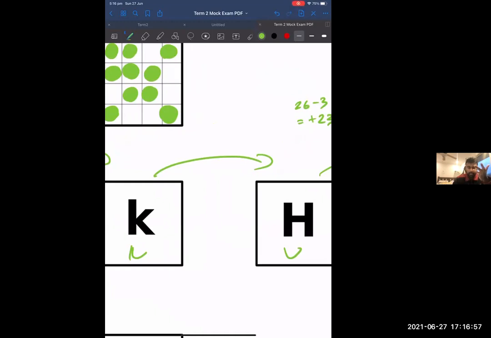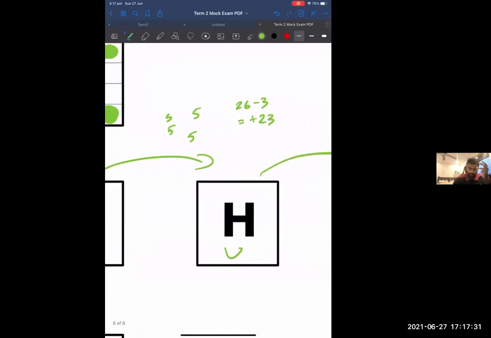Okay. L, M, N, O, P. That's 5. P, Q, R, S, T, U, V, W, X, Y, Z. That's 5. A, B, C, D, E. That's 5. A, B, C, D, E. That's 5. What happens after E? F. Yeah, F, G, H. Oh, plus 24. Plus 4, so plus 24 letters. A little bit out.